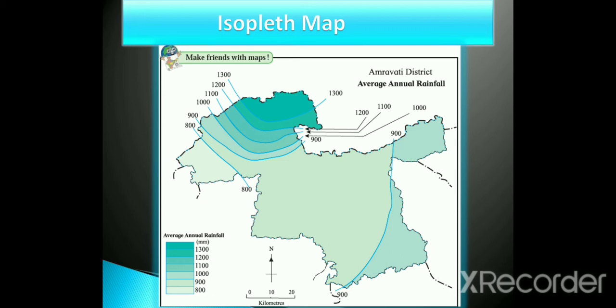See, the last question is given: what is the lowest value of rainfall in the district? The lowest value is 800 millimeter rainfall. Then see, for the lowest value of 800 millimeter, very light green color is used, and as the value increases the shades become darker. Dark green color is used for 1300 millimeter rainfall in the northern part of the Amravati district. This is the isoplate method. Mainly the isoplate method is used to show distribution of temperature, rainfall, altitude.